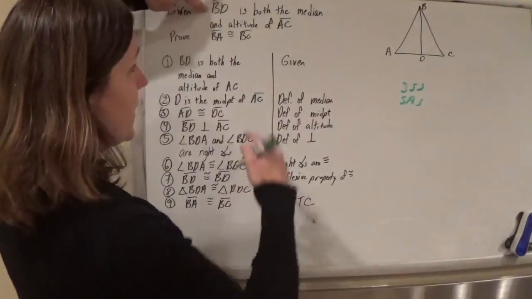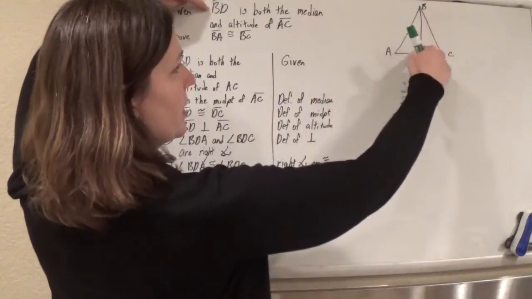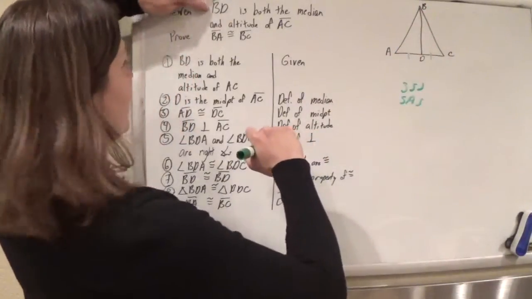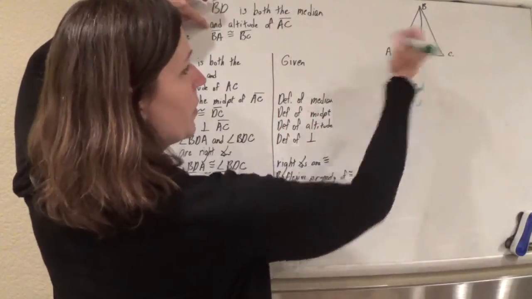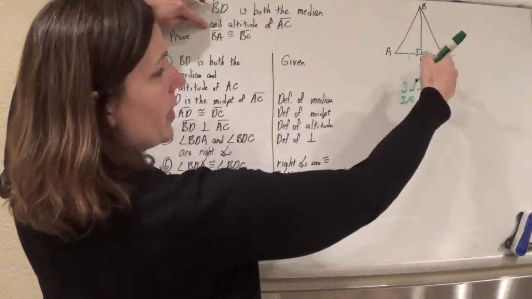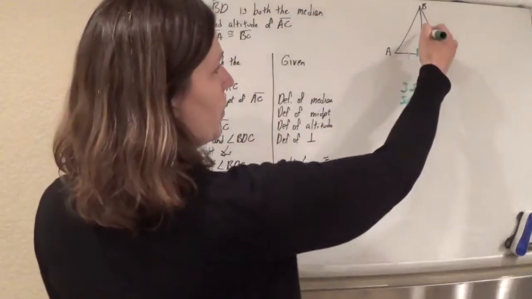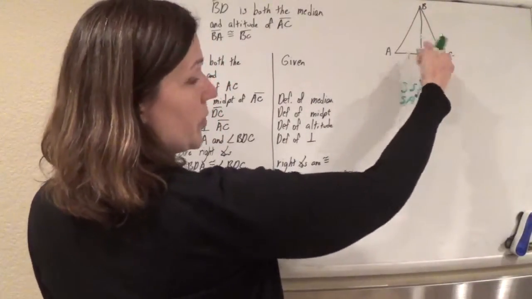So they told us that BD is the median, which means that it'll split this guy in half. That D is the midpoint, so that will be congruent to that. And it's also the altitude, which means it's perpendicular, so that will be congruent. Those will be right angles. And, oh, awesome. So by our reflexive property, that's congruent to itself.